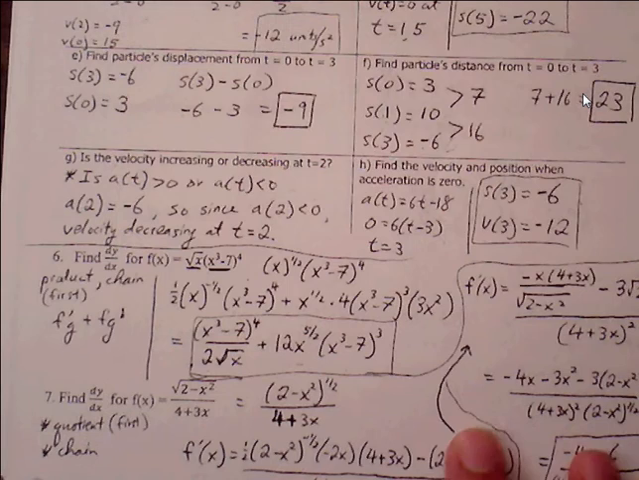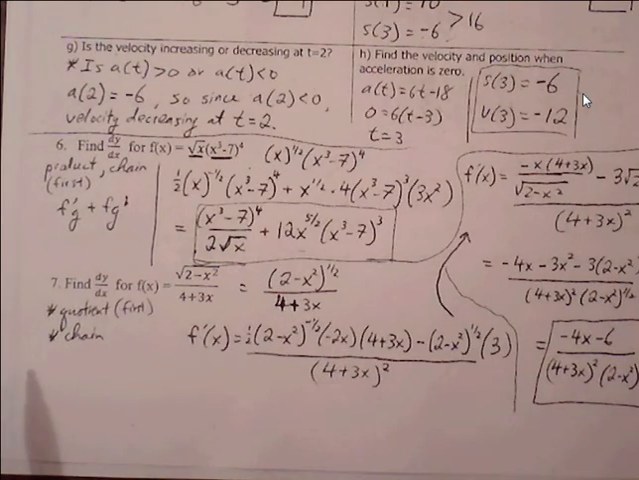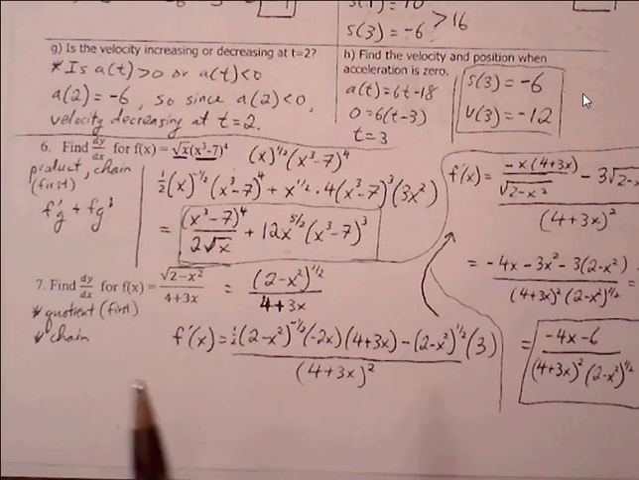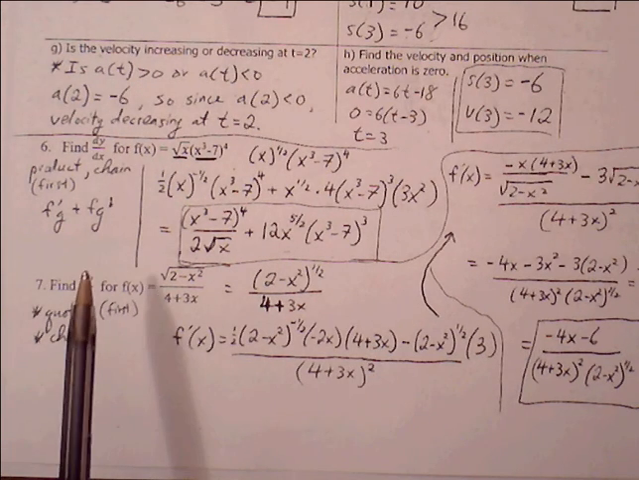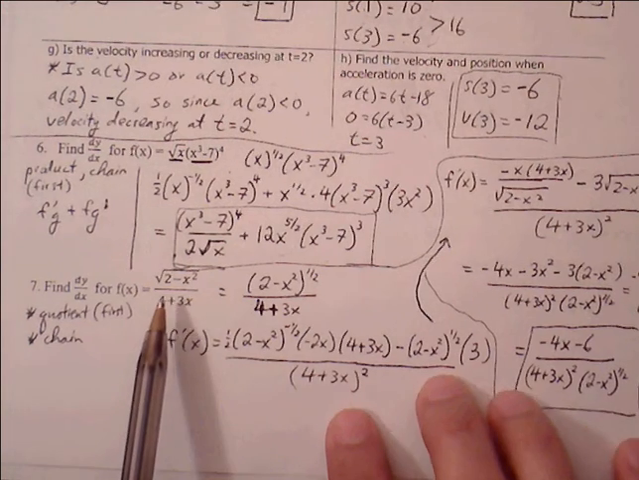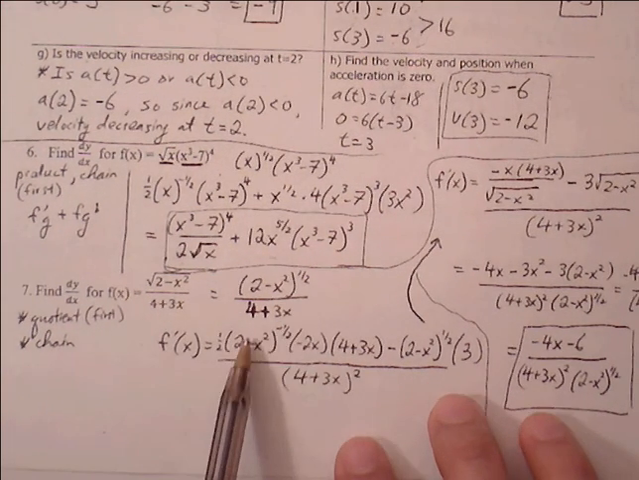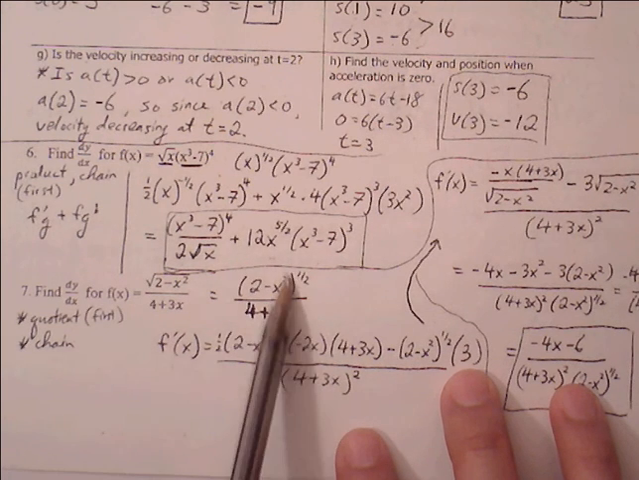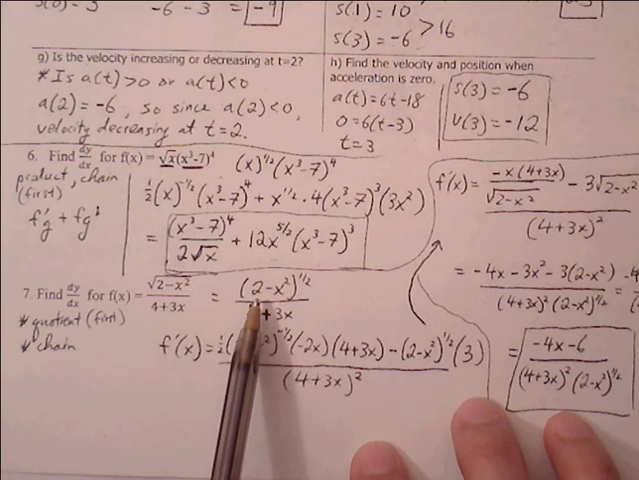Okay, number 7, find dy/dx for f of x. So here, the way these expressions are related to one another is by division. Okay, so we'll use the quotient rule. I'm going to rewrite the top portion as (2 minus x squared) to the 1/2. And again, we have to involve the chain rule because we have a binomial with an exponent outside. So chain rule, quotient rule first.